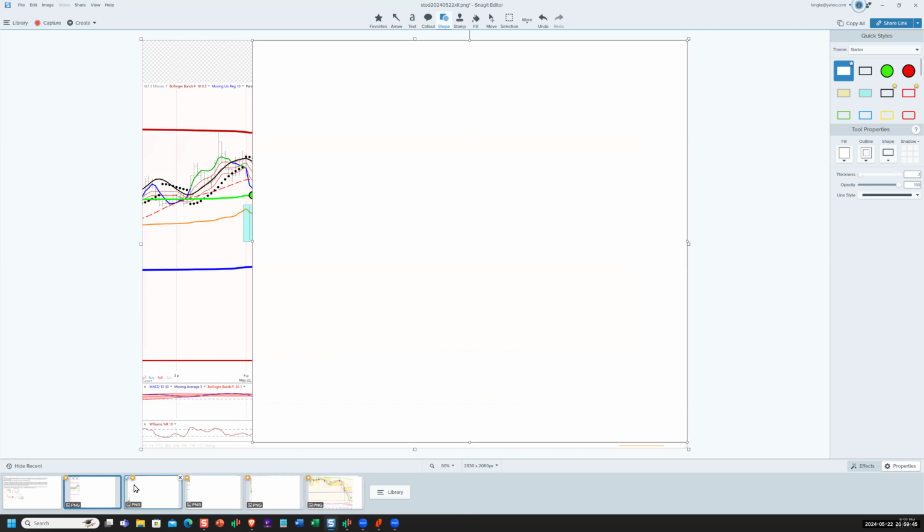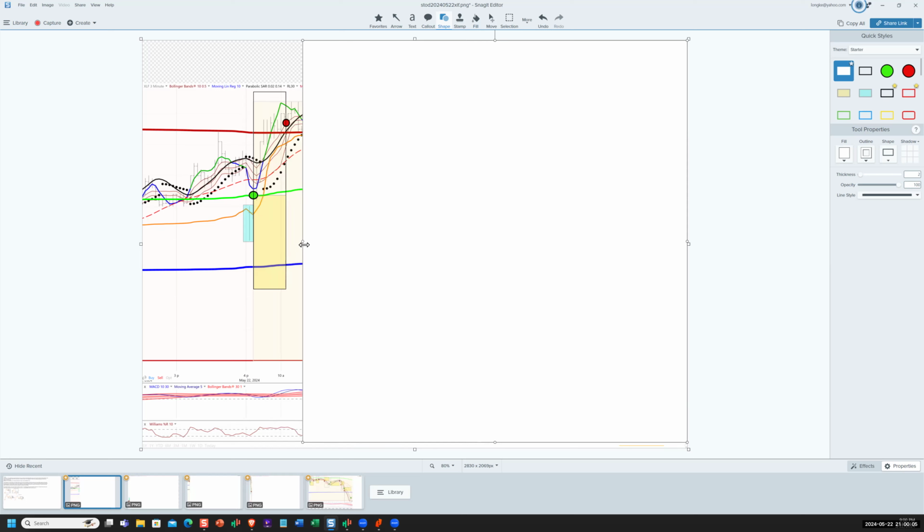All right, this is XLF. This is the sector spider for finance. That blue box is the opening range 3, so it was a little bit of a gap down, and then it took off to the upside. It has a relatively wide risk box, so I'm long at the green dot. It gets back to the 5-day anchored VWAP, then fails.